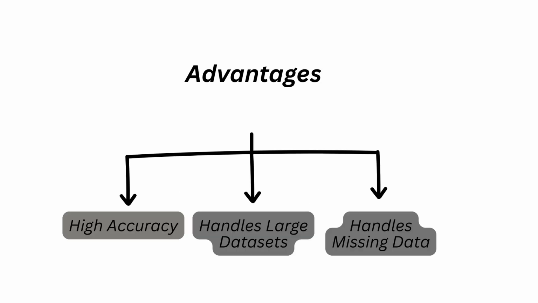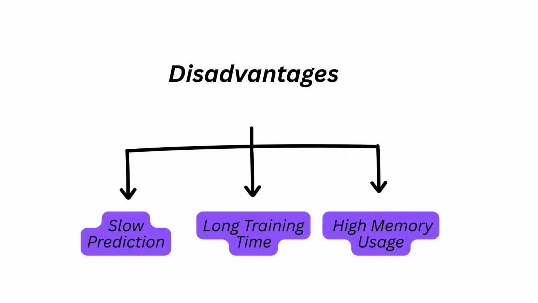It has advantages like high accuracy, reduced overfitting, and it handles large data sets. And also it is effective in handling missing data. It has disadvantages like slow prediction, it requires a long training period, and it also uses high memory.